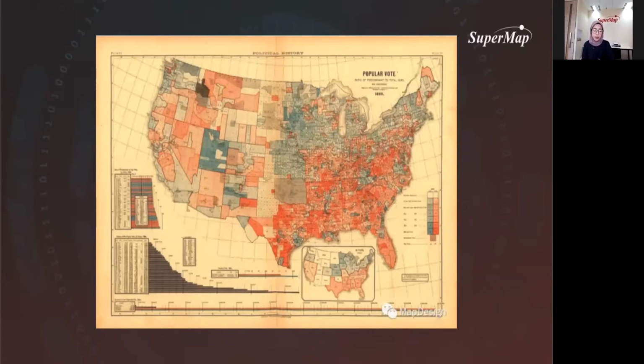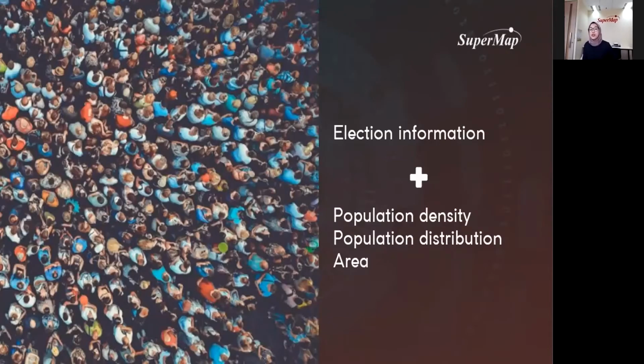In more detail, on this map, a city with a large area but less population will look more dominant in contributing to the total vote than in the opposite condition. So today, we will not only visualize the distribution of the election, but also add other parameters: the population density, population distribution, and also area.